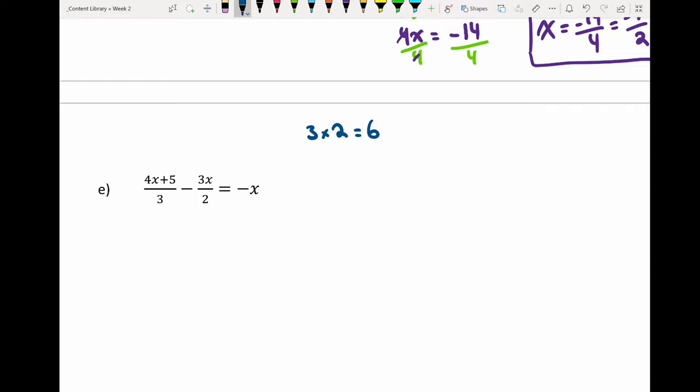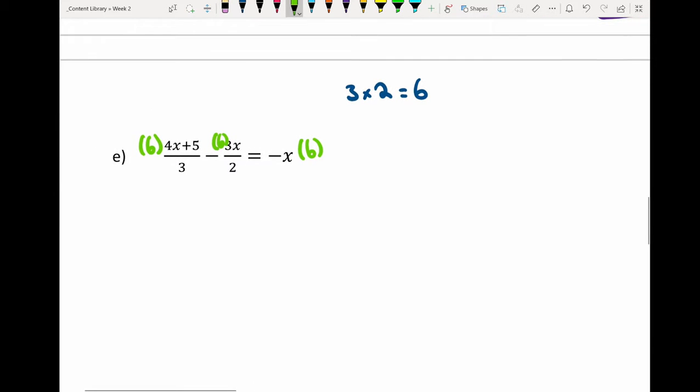The same thing with the last example, the 5 and the 3. 5 times 3 is 15. That was our nice number that we picked. So I know my nice number is 6, so I'm going to multiply every single term here by 6 to help me get rid of those fractions. The reason I'm multiplying everything by 6 is to balance everything out.